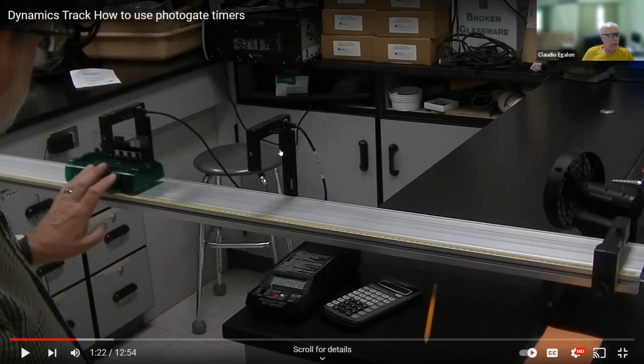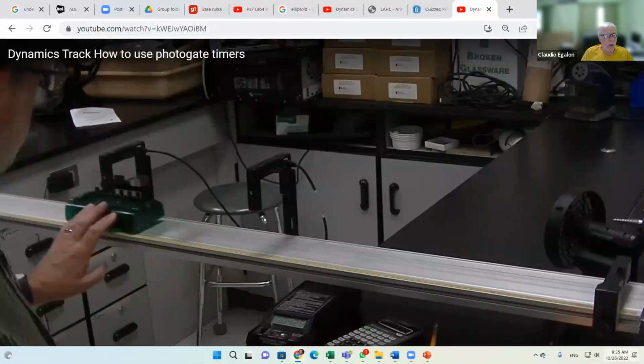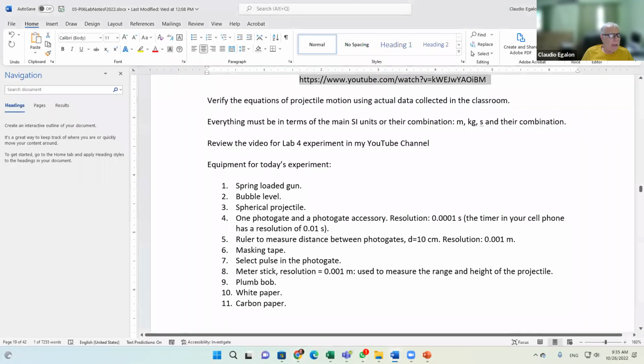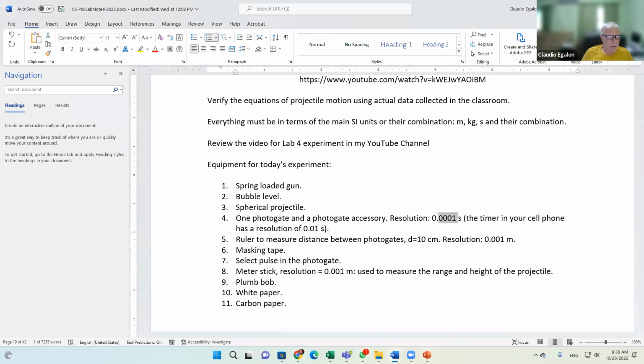You either determine how long it takes for the object to go through one of the gates, or you set your photo gate to time how long it takes for your projectile or any object to go from one photo gate to the other one. That's how we're using this photo gate. So that's what I want to show you about how it works. And don't forget, it has 1/10 of a millisecond resolution.